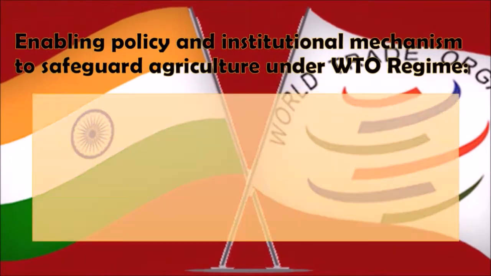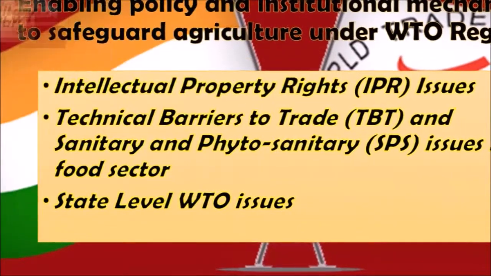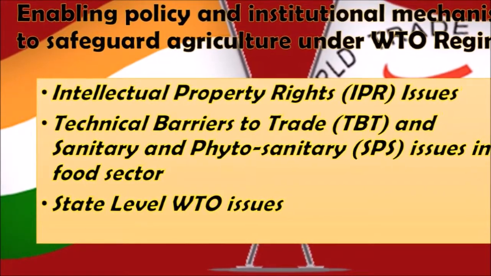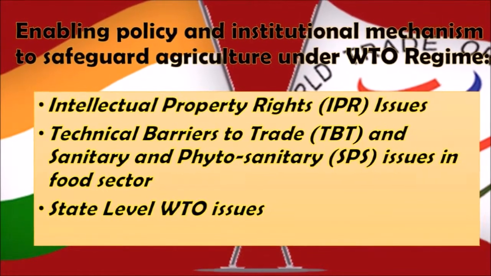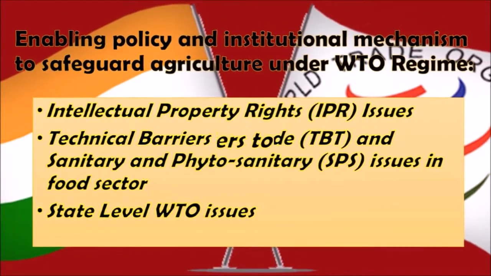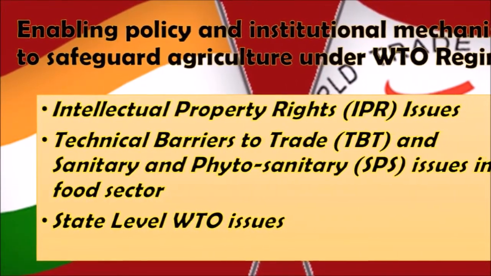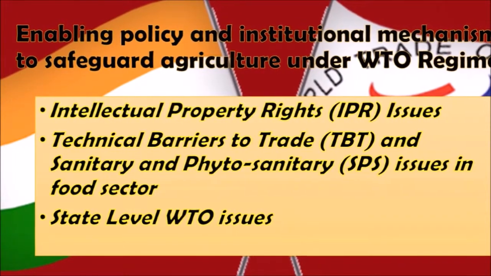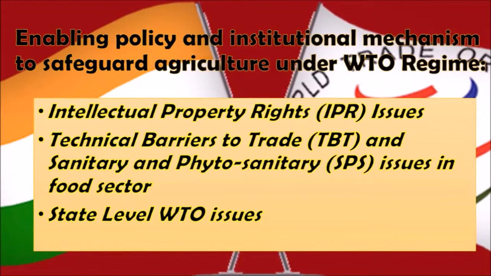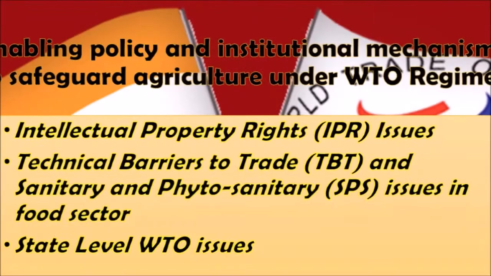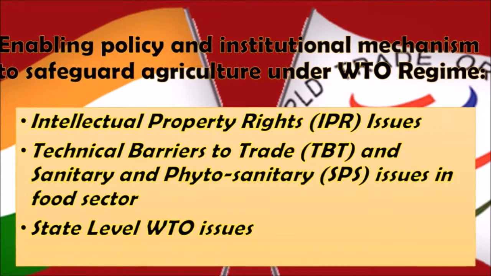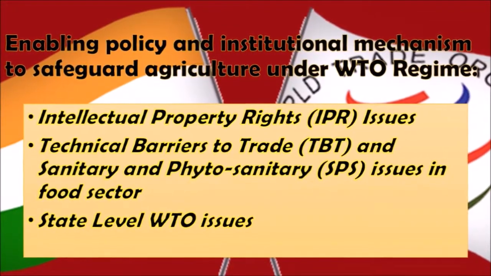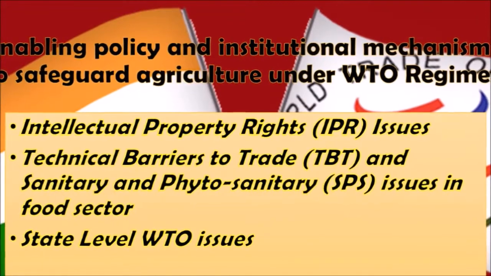Enabling policy and institutional mechanism to safeguard agriculture under the WTO regime. Intellectual property rights, or IPR, issues. The scope of IPR covers seeds, agri-chemicals, tools, input delivery, control systems, post-harvest agriculture, food products, non-food products, etc. Now, prior approval of the National Biodiversity Authority has been made mandatory for seeking IPR on innovation using national bio-resources and associated traditional knowledge. Technical barriers to trade, or TBT, and sanitary and phytosanitary, SPS, issues in the food sector. The main objective is to protect against risks to human beings, animals and plants. The guiding principles should be transparency and avoidance of arbitrary SPS standards.